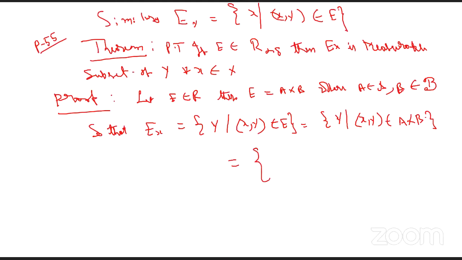That means E_x equals B if x belongs to A, and the null set if x does not belong to A. In any case, E_x belongs to script beta.